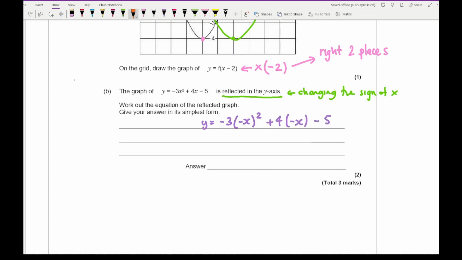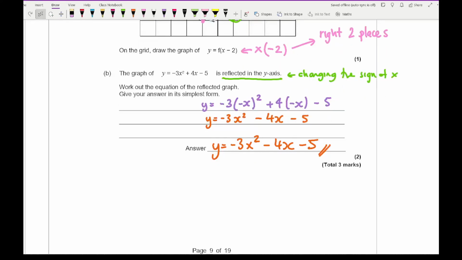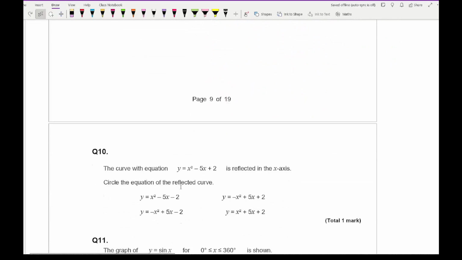Now if I simplify all of this, we get y equals, now it's still going to be minus 3, but minus x all squared is positive x squared. This then becomes minus 4x minus 5. So my final answer is going to be y equals minus 3x squared minus 4x minus 5. And in fact, that's not actually our last question.